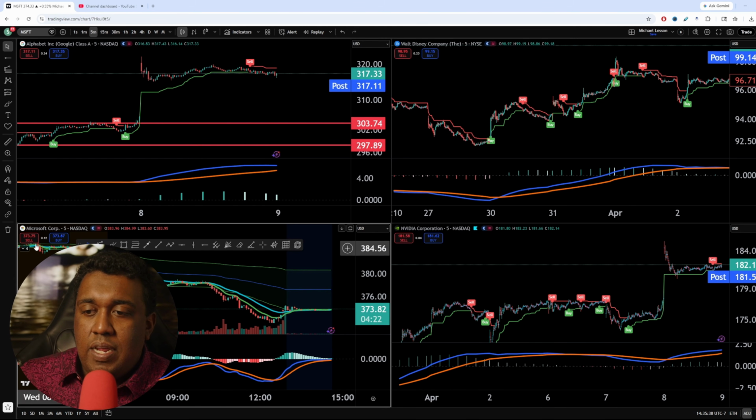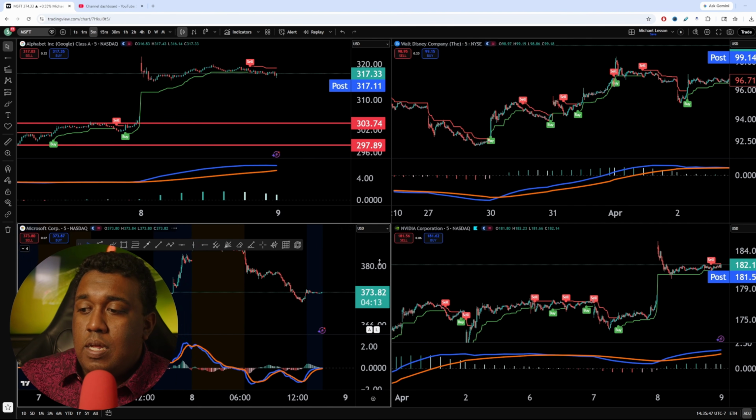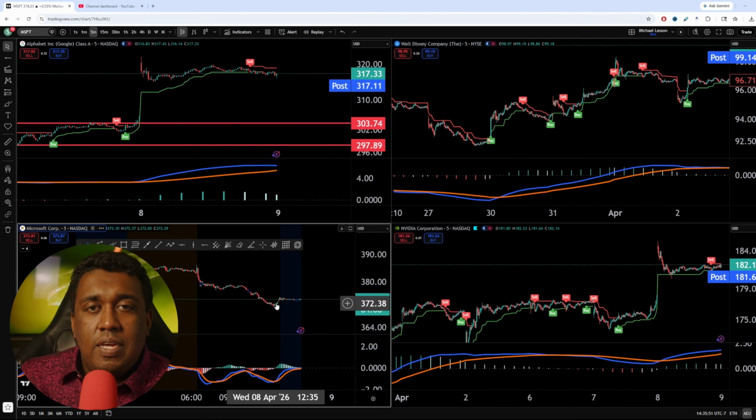Here's Microsoft, but it has some other indicators on it, like a VWAP and volume and stuff like that. So let me get rid of all that. Oh, it doesn't have the Supertrend on this one for some reason, but you get the point. I would say all these MACDs are a little bit different. So if you guys have any questions, please feel free to let me know. It's a very simple strategy.